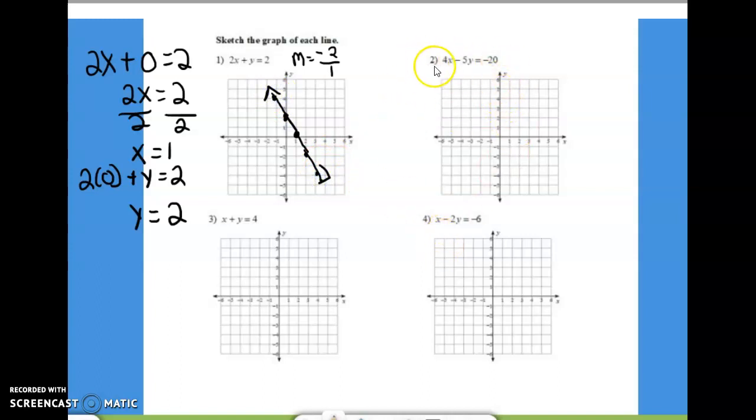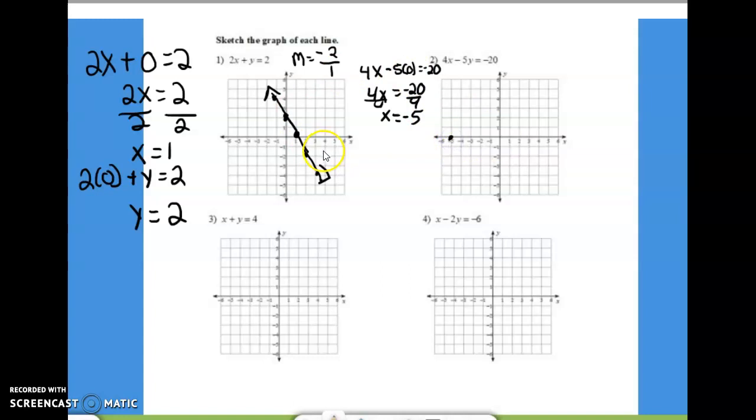Let's look at the next one. So we'll start with the x-intercept again. We're going to make the y 0. So again, that's going to knock out my y value. So I'm going to get 4x equals negative 20. Ooh, tough equation, huh, guys? So x equals negative 5. All right, there's my x-intercept. 1, 2, 3, 4, 5.